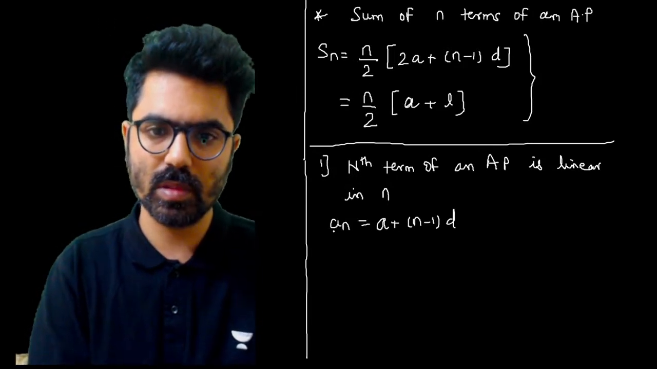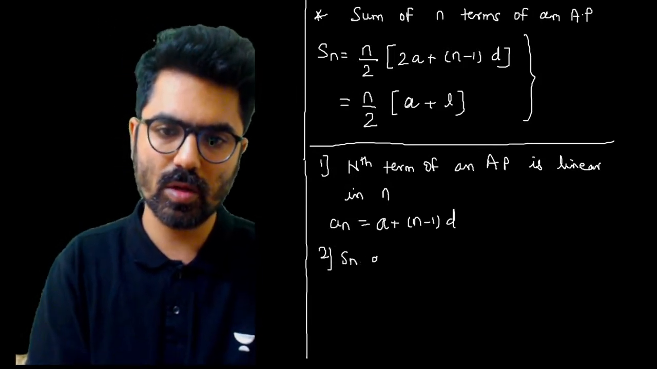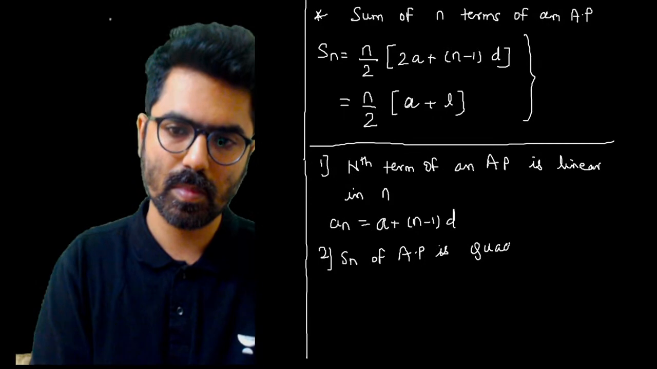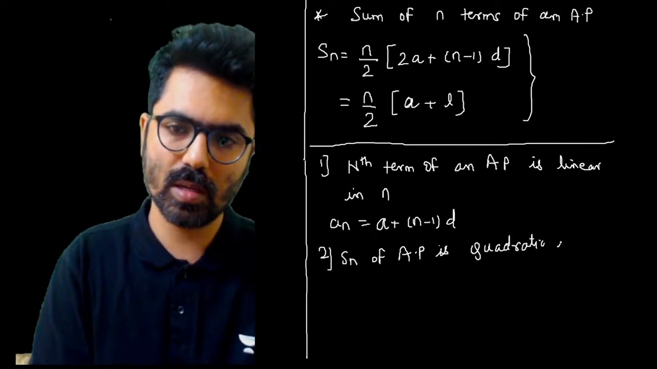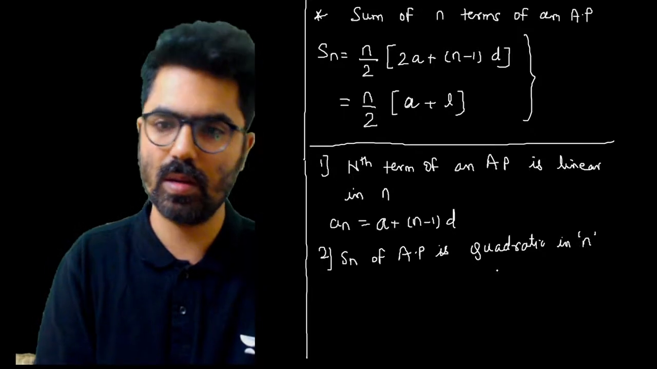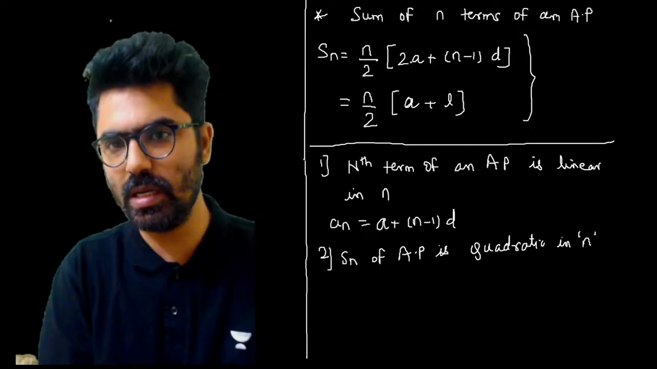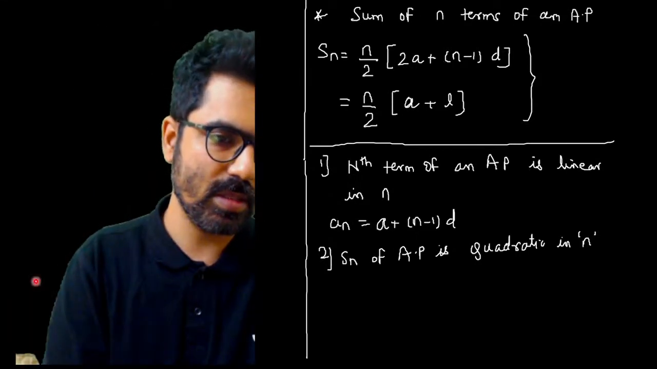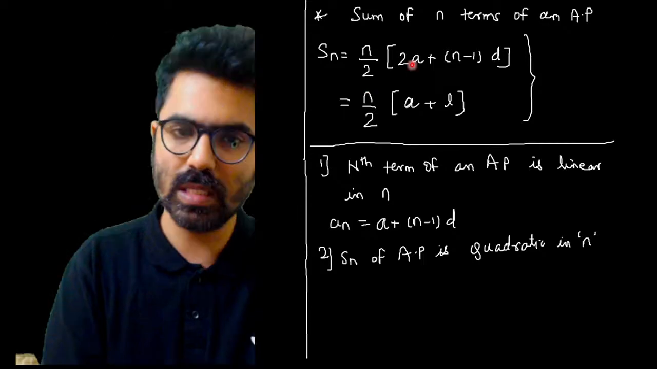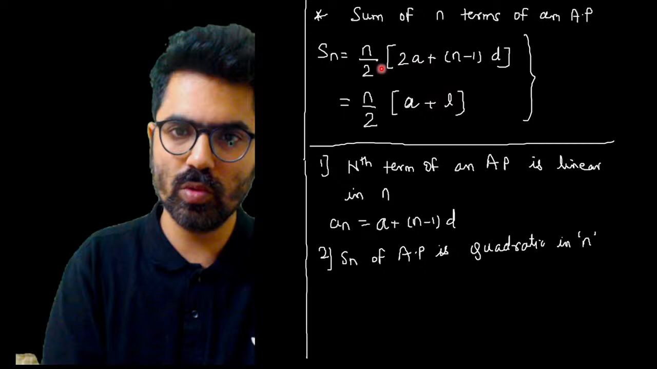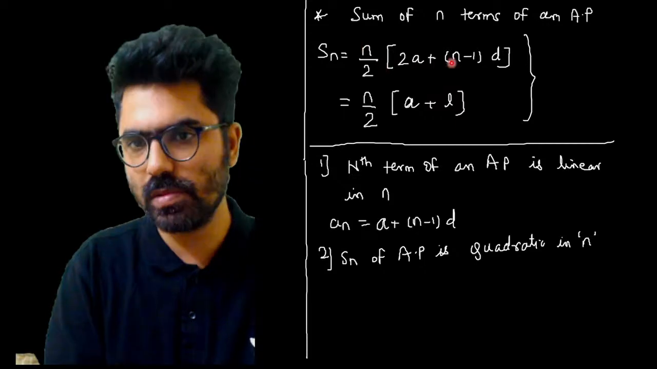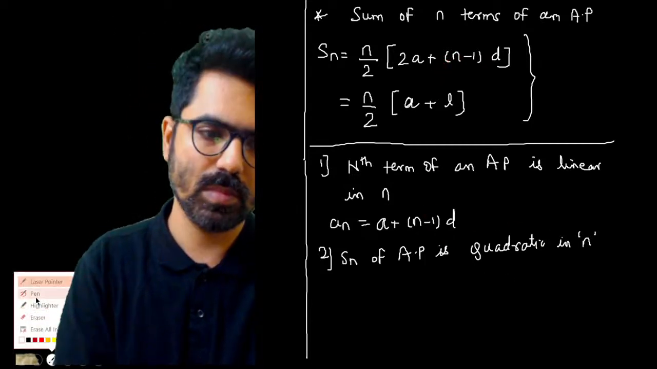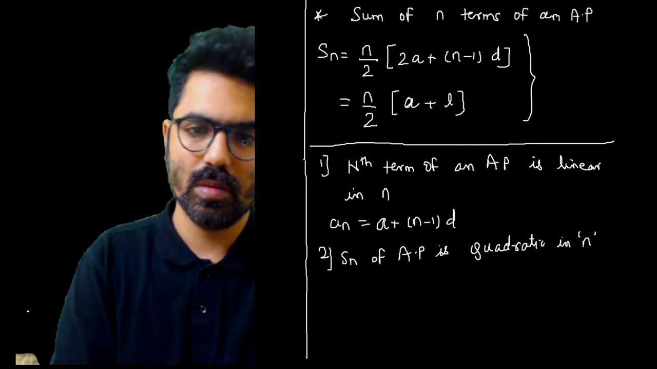Similarly, if you observe here, the Sn of an AP is quadratic in n. Look at the formula for Sn. If you multiply this n inside the bracket, you will get n times a, and then n into (n minus 1), which is n square minus n. So it's a quadratic in n. This is an important term.